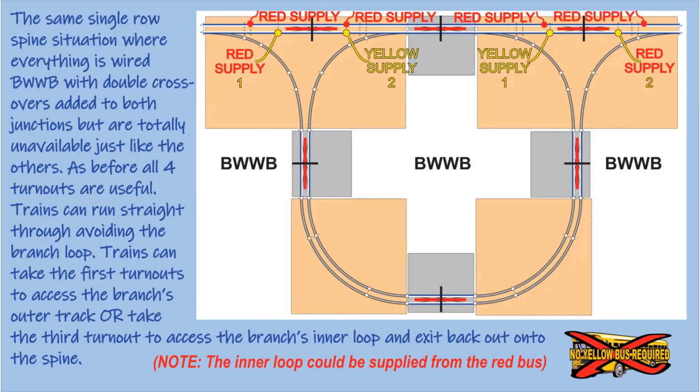Same situation with everything wired blue, white, white, blue, with double crossovers added to both junctions, but they are totally unavailable, just like the others. As before, all four turnouts are useful. Trains can run straight through, avoiding the branch loops. Trains can take the first turnouts to access the branch's outer track, or take the third, as before.